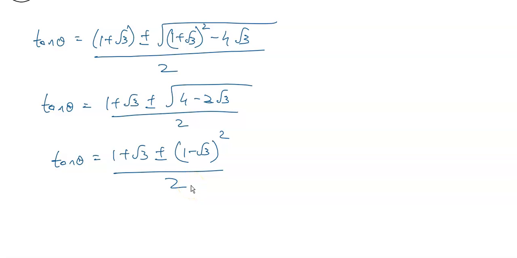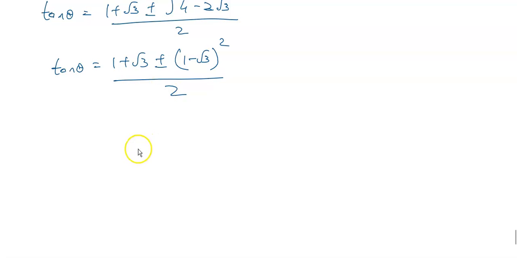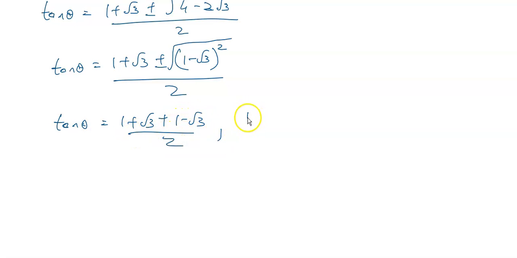In fact we could have directly solved this, directly factorize कर सकते थे. There was no need to do so much calculation, डायरेक्ट हो जाता. So this is ये स्क्वायर और अंडर रूट है. So this is 1 plus root 3 plus 1 minus root 3 by 2, or the other solution is 1 plus root 3 minus 1 plus root 3 by 2.